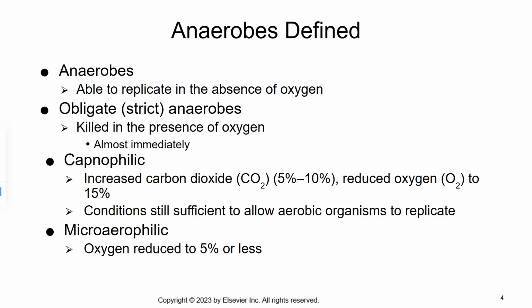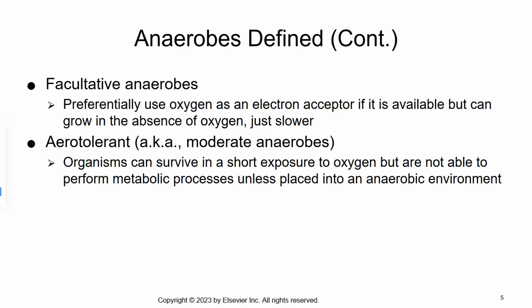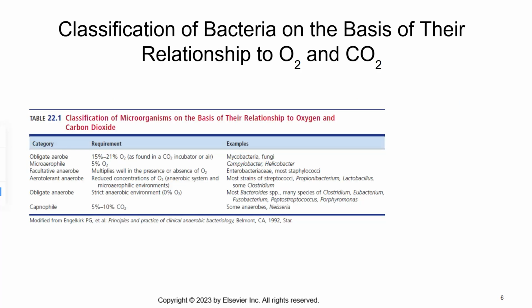Microaerophilic: oxygen is reduced to 5% or less. They still need oxygen for certain life processes, but not as much oxygen as an obligate aerobe would require. Facultative anaerobes preferentially use oxygen as an electron acceptor if it's available, but they can grow in the absence of oxygen, just slower. Aerotolerant organisms can survive short exposure to oxygen but are not able to perform metabolic processes unless they're placed back into an anaerobic environment. So this is a table that you can pause the video and review.